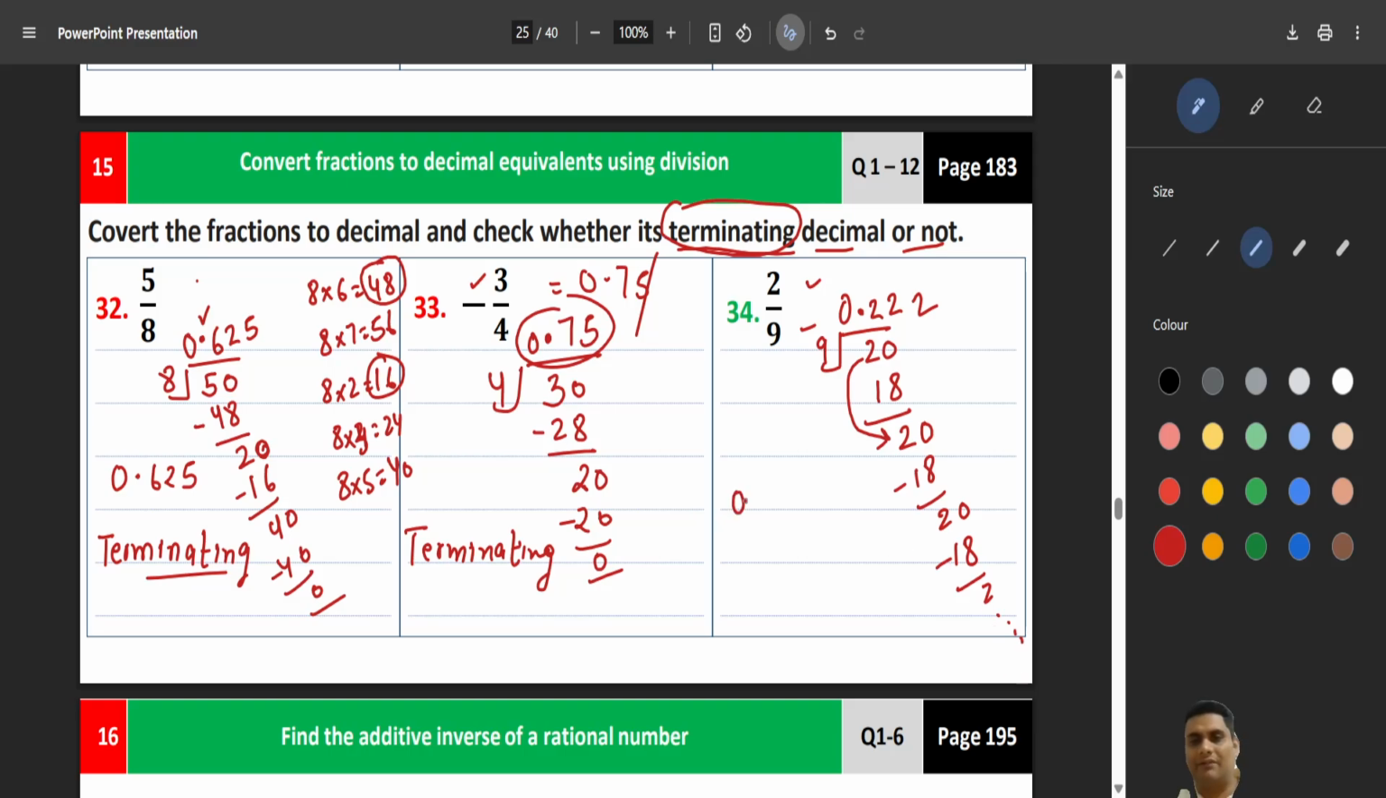And my answer here will be 0.2222222 like this. When a number is repeating, we don't write it like this. We just write 0.2 and we put a line over it. This line means that this number here is repeating. And because this number never stops, we will call it non-terminating. Yani this will not stop, okay? One question will come like this also. They will give you a fraction to divide and they will ask you whether it is terminating or not.